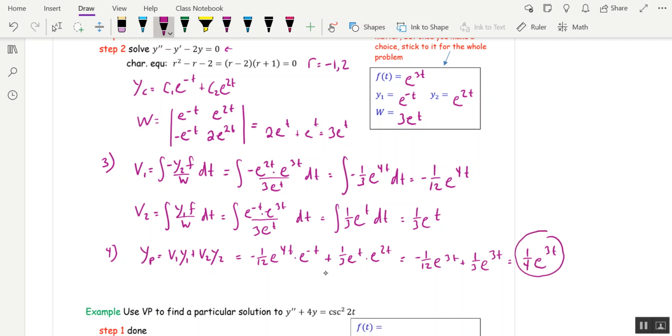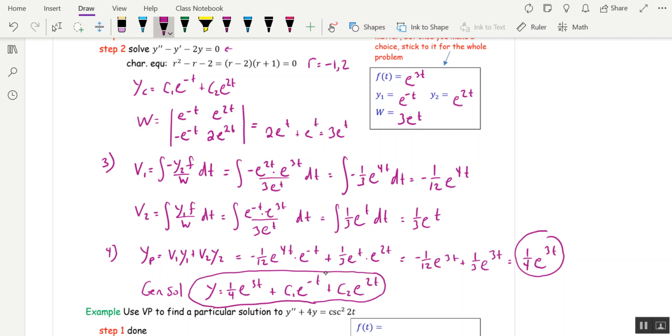Now, in this case, I want both the particular solution and the general solution. So my general solution, remember, that's just yp plus yc. So y equals, or copy down yp, 1/4 e to the 3t, and then I add on yc, which is up top, c1 e to the negative t plus c2 e to the 2t. Was it 2? Yeah, it was. Okay. So there it is, 4 steps.